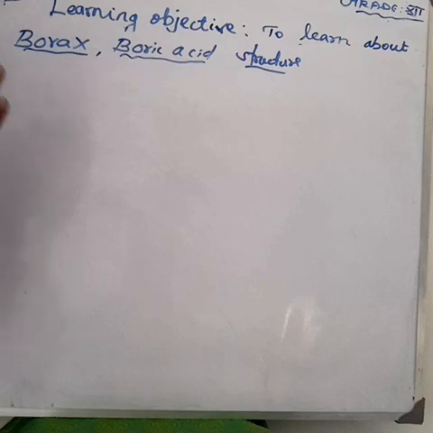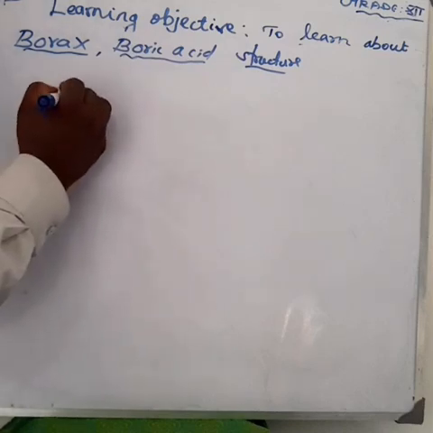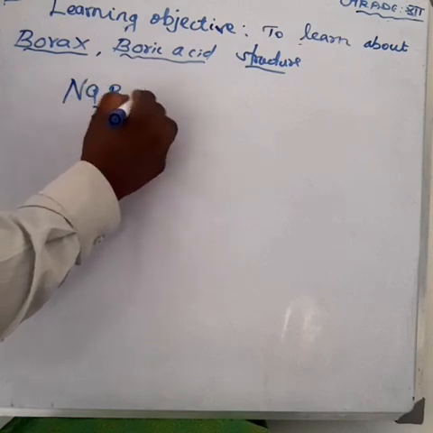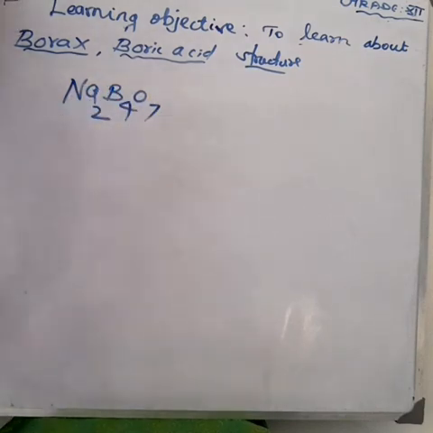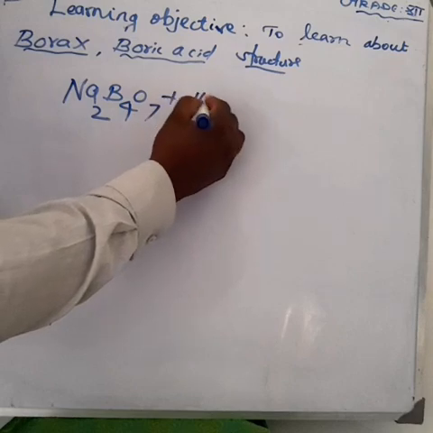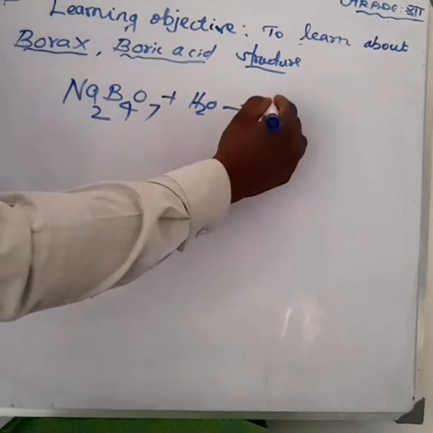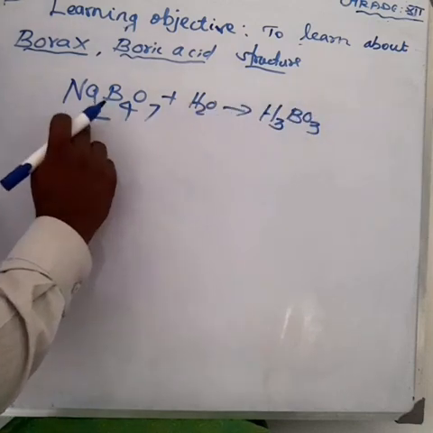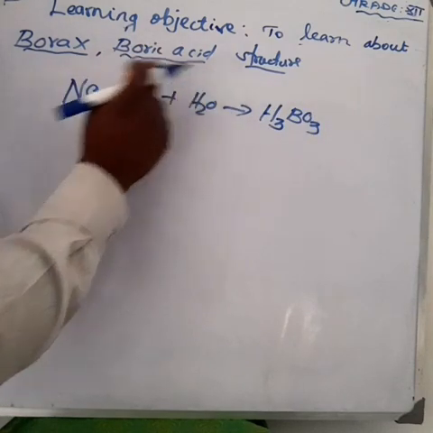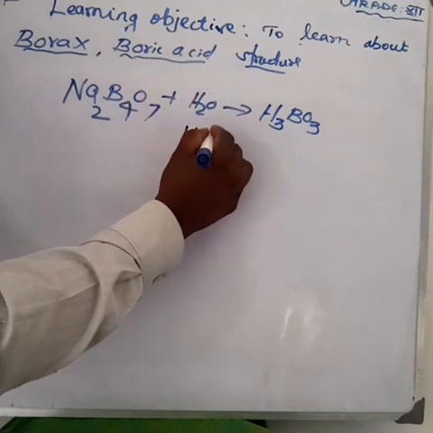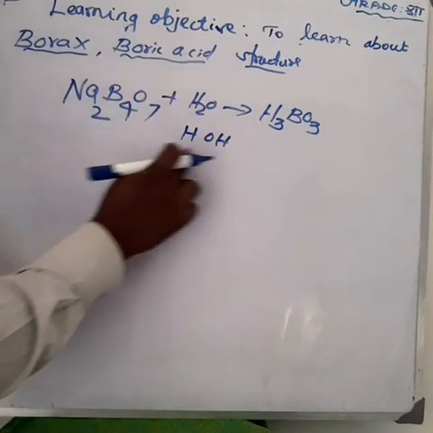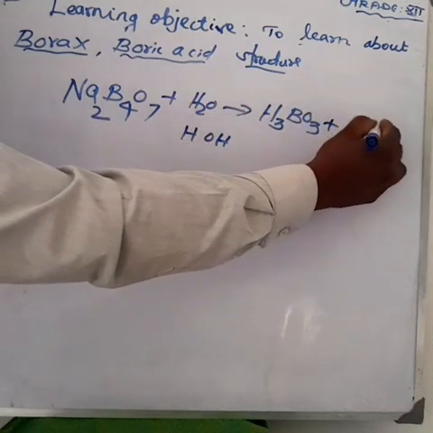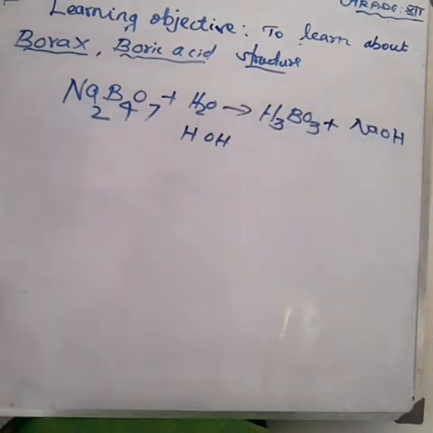Let us write the equation. What is the formula for borax? Na2B4O7, borax plus water. What products are obtained? H3BO3, and the sodium combines with the OH of water. That water can be written as HOH. Yes or no? The sodium combines with the OH to form sodium hydroxide. Yes or no, my dear children?